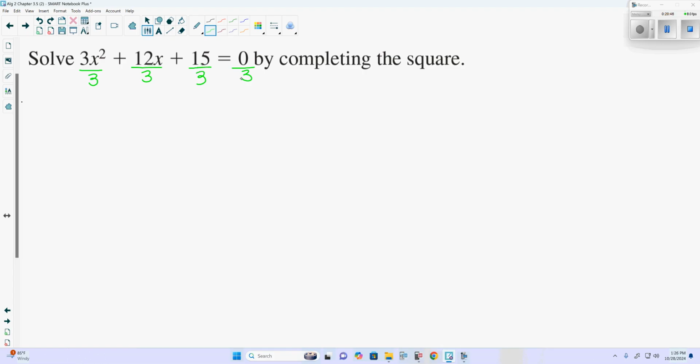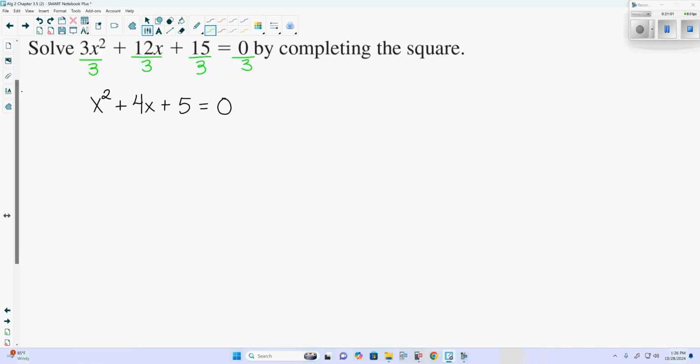So our 3x squared divided by 3 is x squared. Our 12x divided by 3 is going to be plus 4x. Our plus 15, 15 divided by 3 is 5. And 0 divided by 3 is 0. So we have to simplify that a value. We need it to be 1 for us to be able to use completing the square on this here.